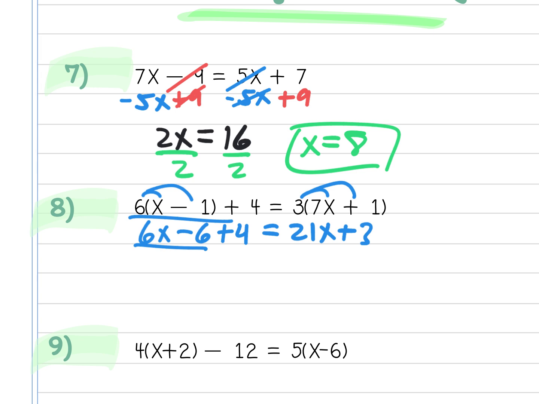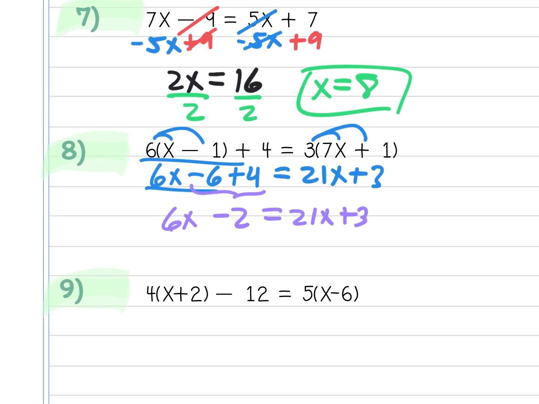All right, and now you want to combine like terms. So we're going to do negative 6 plus 4, which gets you negative 2, and then bring everything else down with it. So 6x minus 2 equals 21x plus 3.